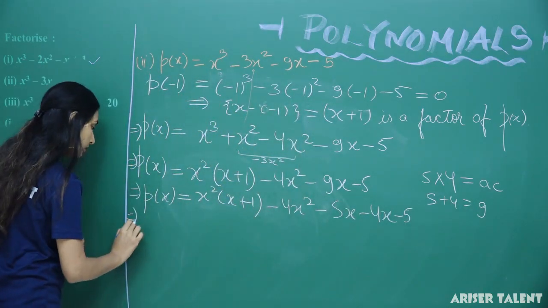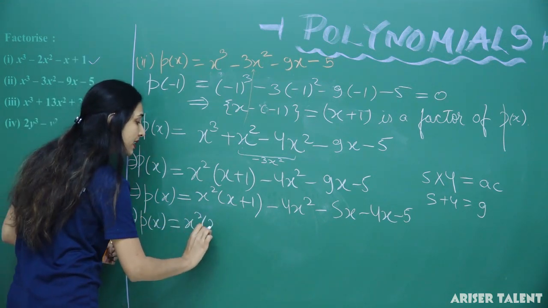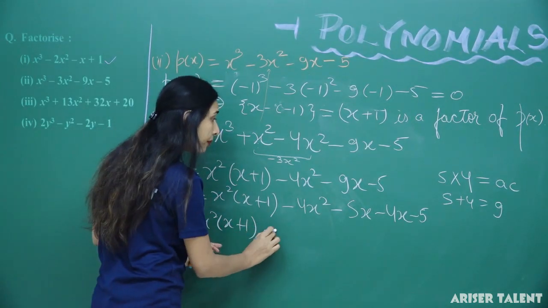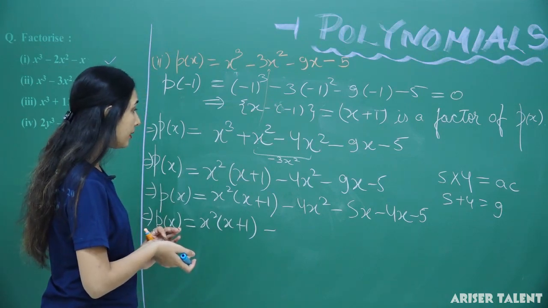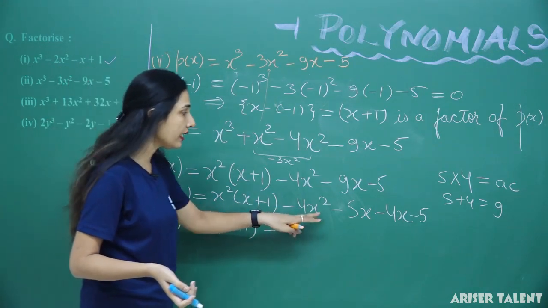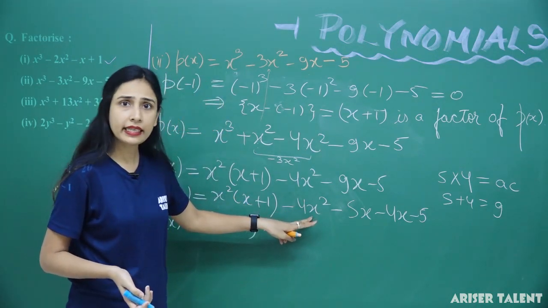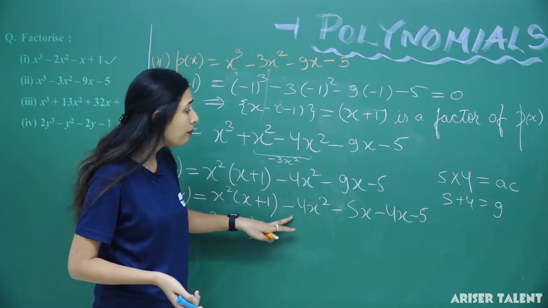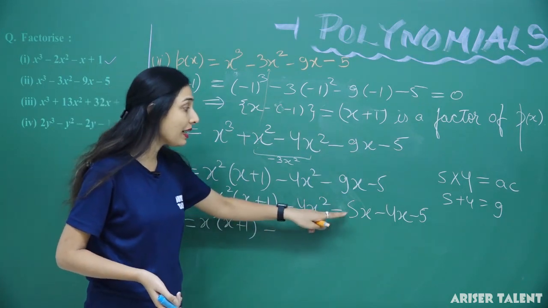Now P(x) equals to x square into x plus 1 as it is. We are not going to do anything with that. Now minus, now student, what are you trying to get? You are trying to get x plus 1. Now how will you get x plus 1 here? Is there anything common? No, you can't get anything common. So you will take minus 1 as common and get minus 1, x common, and you will get 4x minus 5.